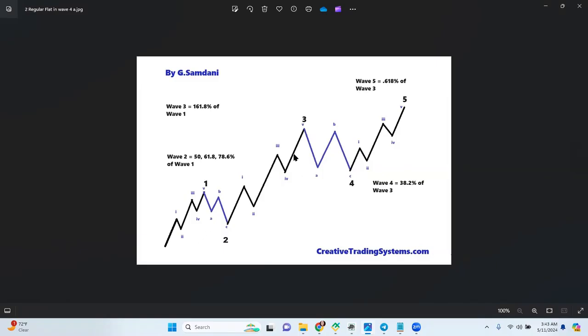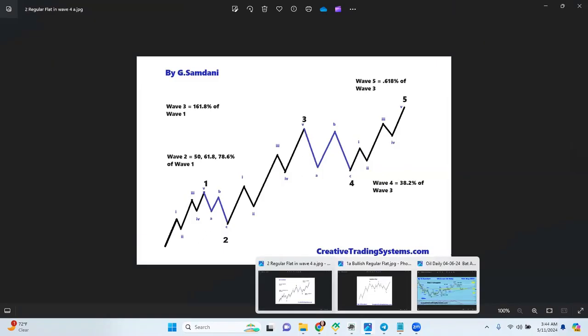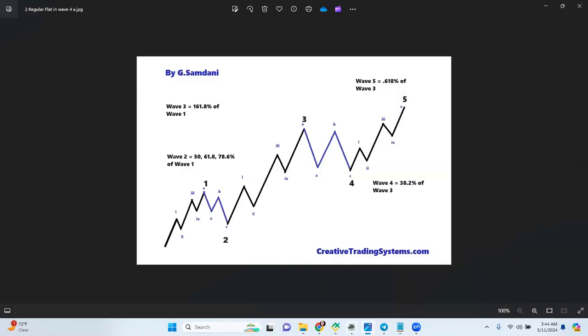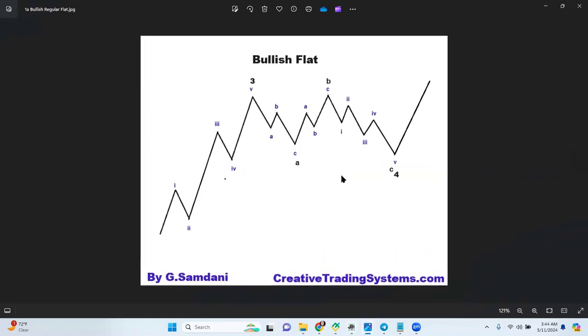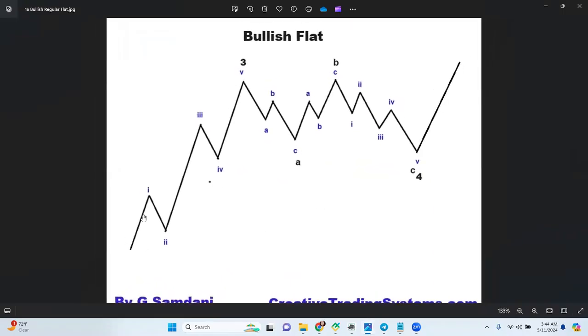Regular flat is... there's a couple other charts. Let me just show it to you. A more detailed chart of this. The same thing, but a more detailed chart. It's like this, right? Again, the same thing. Wave one, two, three, four, five. I'm just showing what happened after wave three, with the subwaves, right?